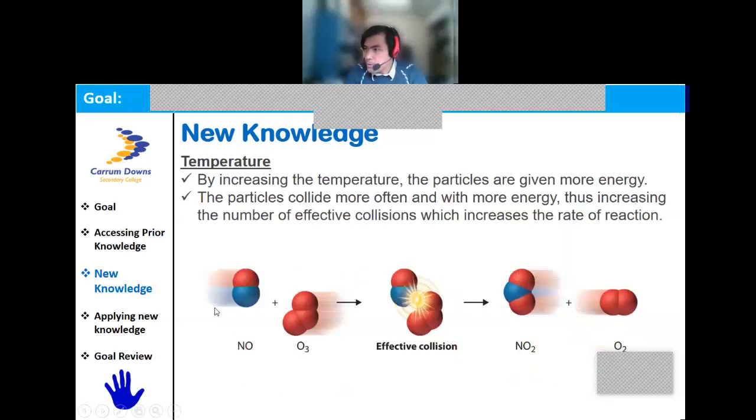Moving on, next we have temperature. We can increase the temperature, and what it does is give the particles more energy. If there's more energy, then our collisions are going to be effective. The particles are going to collide more often because they're moving faster, and they also have more energy, which means we get more effective collisions, and so a better rate of reaction.